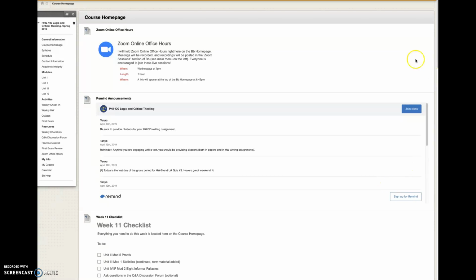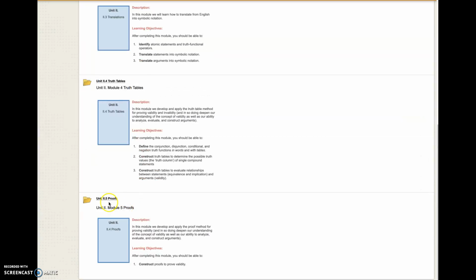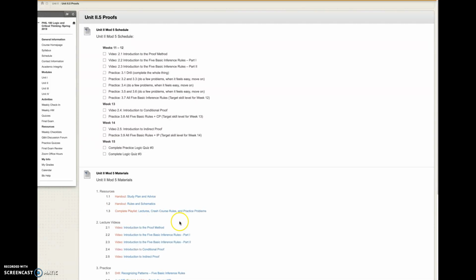I'm going to introduce the proof material, the new Unit 2 proofs section a little bit, and then we'll do homework 11 part 2 proofs together. So in Unit 2, let's just take a look at what's in the proofs material. You'll see there's a schedule here.